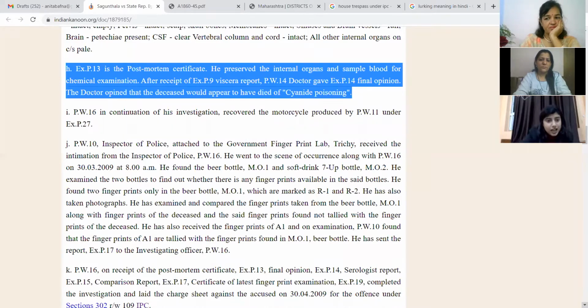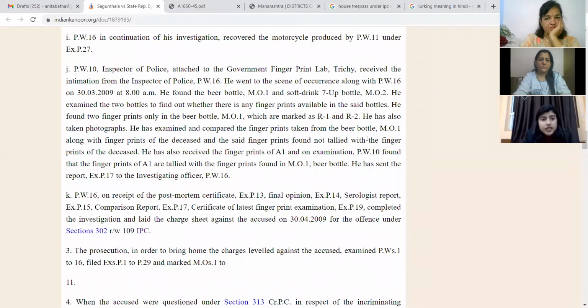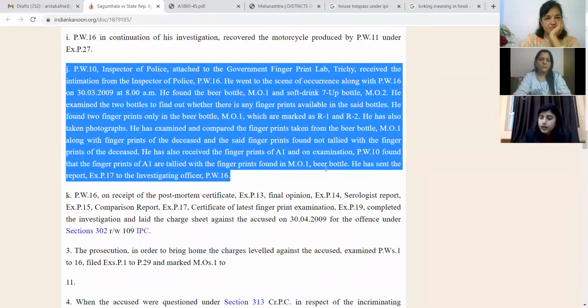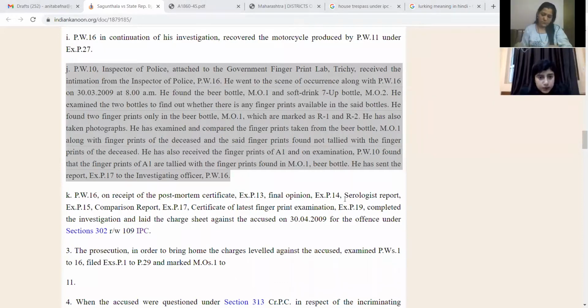Prosecution witness 10, Inspector of Police, attached to the government fingerprint lab, Trichy, received the intimation from Inspector of Police, prosecution witness 16. He went to the scene of occurrence along with prosecution witness 16 on 30th March 2009 at 8 a.m. He found the beer bottle, MO1, and soft drink 7-Up bottle, MO2. He examined the two bottles to find out whether any fingerprints were available.